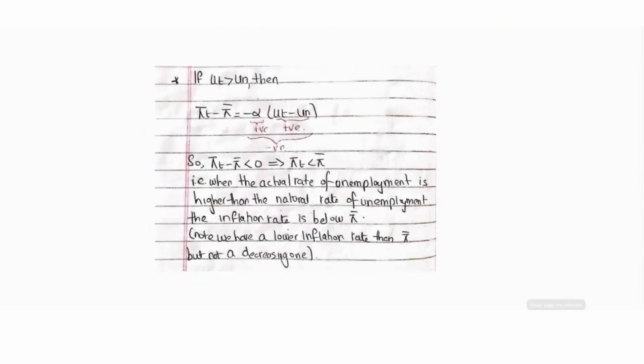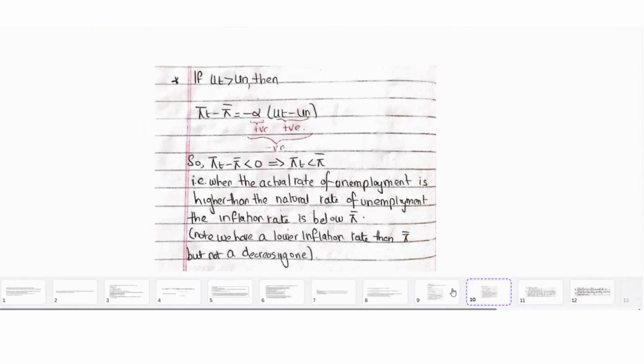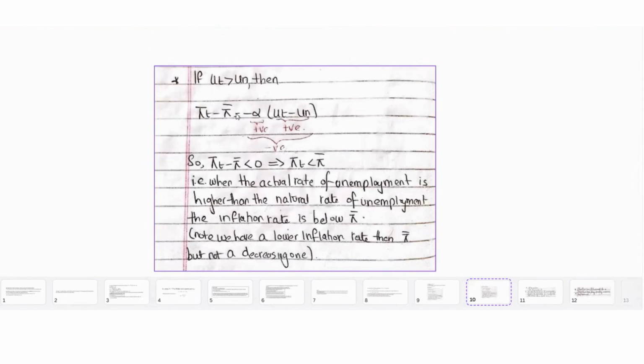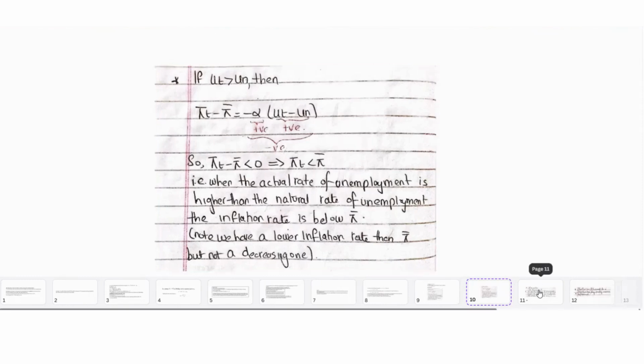So let's look at what if ut is greater than un. Earlier we looked at ut less than un. If ut is greater than un, then pi t minus pi bar is minus alpha times ut minus un. Alpha is a positive parameter, and ut minus un is positive, so this is minus, plus, plus. Overall, this is negative, so pi t minus pi bar is less than 0, and pi t is less than pi bar. So when the actual rate of unemployment is higher than the natural rate, the inflation rate is below pi bar. Note we have a lower inflation rate than pi bar, but not a decreasing one.